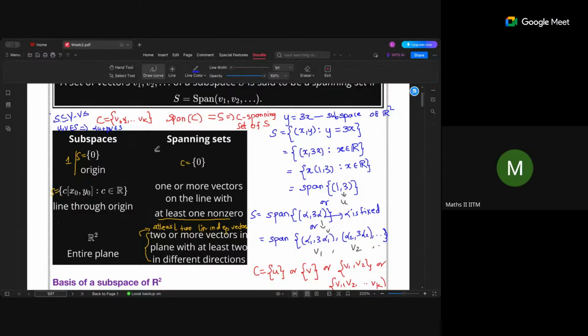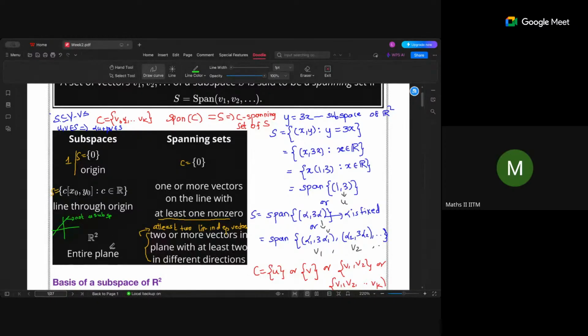Suppose you take something which is not passing through the origin, then this is not a subspace. Why is that so? Because when you take two elements here and add them up, it will not be on the same line again. Any subspace should be closed under addition as well as scalar multiplication. If you add two vectors, it should be on the same line. If you multiply a given vector by a scalar, it should also be on the same line. If it satisfies both properties, then it is a subspace, otherwise it is not.